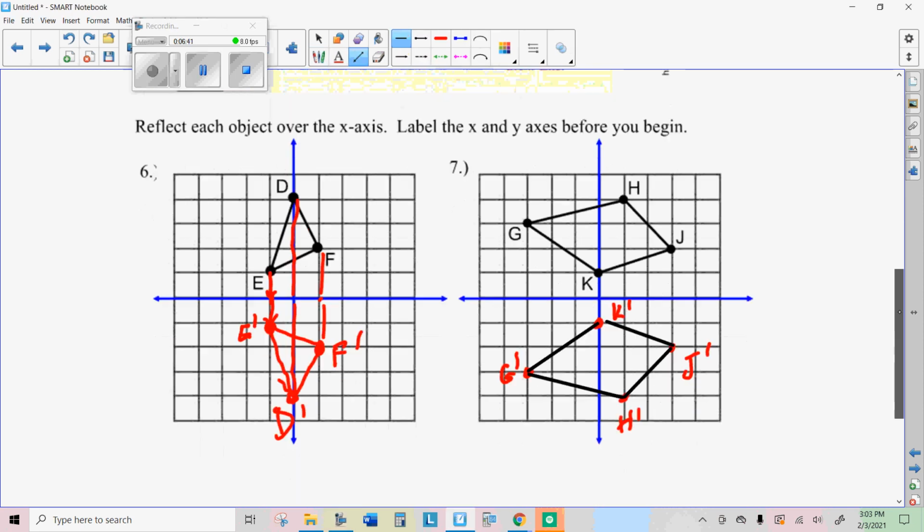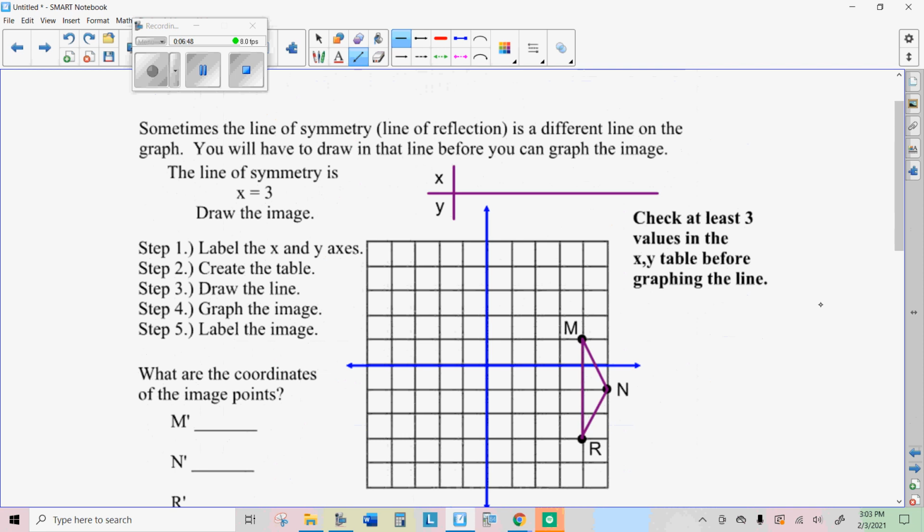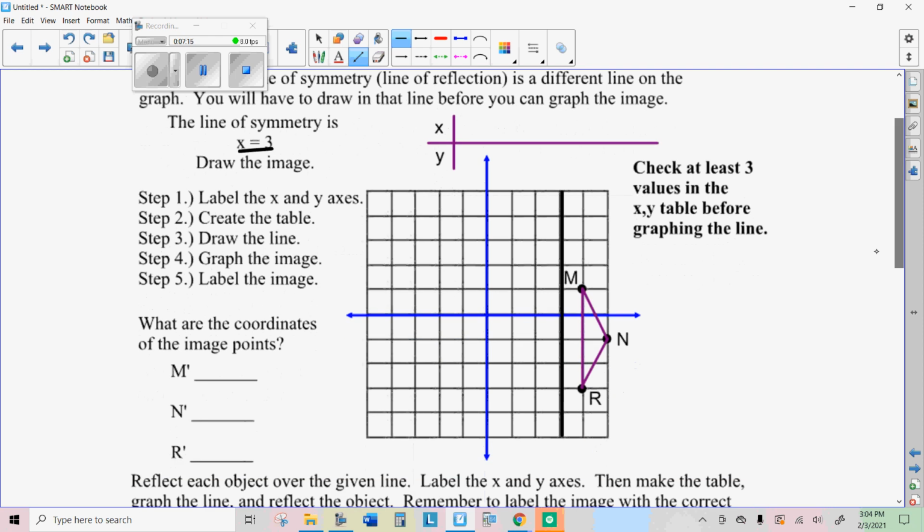All right, that's what that looks like. Sometimes a line of symmetry is a different line on the graph. You will have to draw on that line before you graph the image. So you have to know where this line x equals 3 is. And that line is a vertical line right where x equals 3. So notice how I crossed right through 3 on the x-axis with that line. All right. So once you have that line, now you can go ahead and create the points.